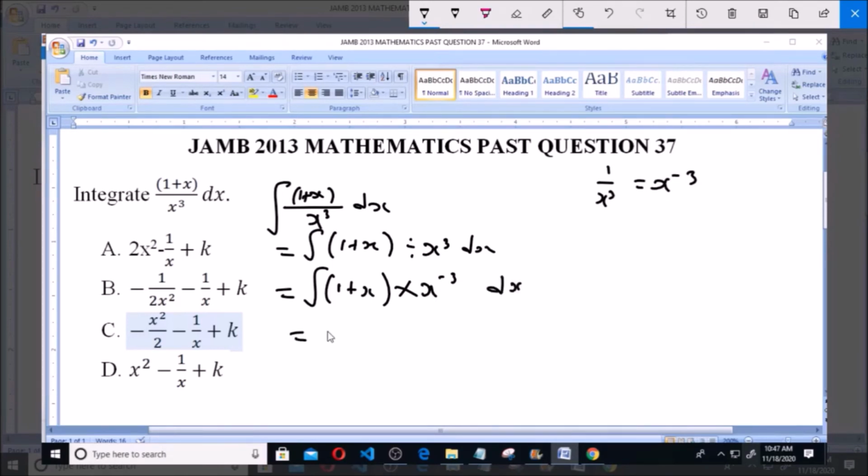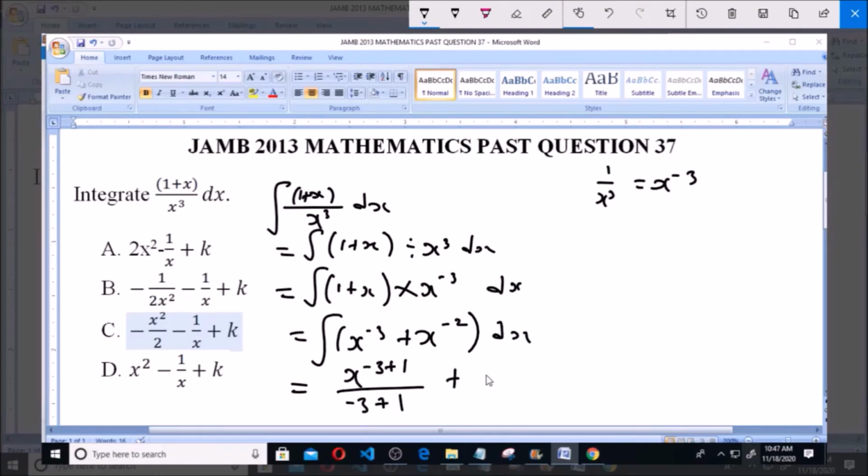So this is equal to the integral of x raised to the power of minus 3, that's 1 times x raised to the power of minus 3, then plus x raised to the power of minus 3 times x, which gives us x raised to the power of minus 2, dx. Now when you integrate, this will give us x to the power of minus 3 plus 1 all over minus 3 plus 1, then plus x to the power of minus 2 plus 1 all over minus 2 plus 1, then plus k, introducing the constant.